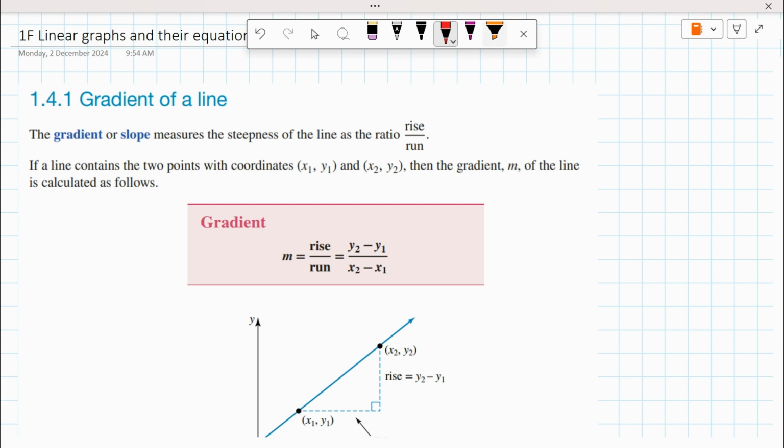Today we're going to talk about the gradient, which is the rise over run. If you understand what the rise over run means, imagine you had coordinates x1, y1, x2, y2. Your gradient m will be calculated with rise over run, which is y2 minus y1 divided by x2 minus x1. This is pretty important to put into your reference, and make sure you understand this.